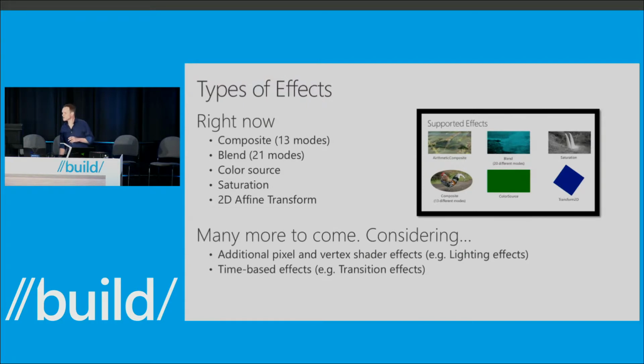So the set of effects we expose today, and this list is absolutely not finished, and we'll be building way more over time. But the list, as it stands today, is we have a whole bunch of composite modes, which is a way of doing alpha blending between different entities. We have blend modes, color source, saturation, and also a 2D affine transform effect.